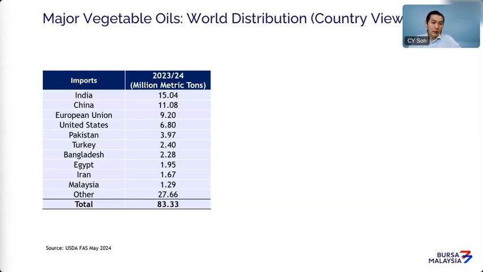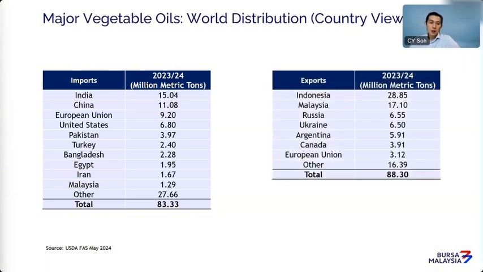So here for importers, we want to focus on the top 4 countries. For exporters, we can see Indonesia, Malaysia, Russia, and Ukraine. They are the biggest exporters in the world. They export the most vegetable oils because they have a surplus in production over consumption.